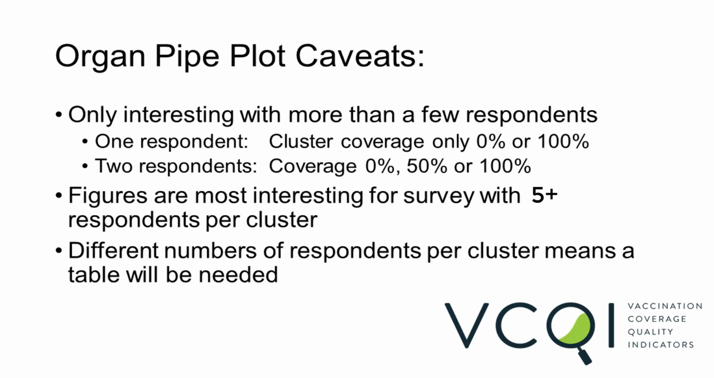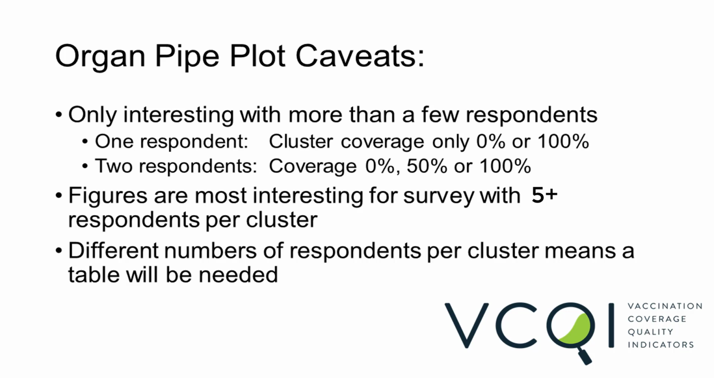Finally, note that organ pipe plots are only interesting if the sample size in each cluster is more than a few respondents. When we use Wiki to analyze data from a DHS or mixed survey, we often do not create organ pipe plots because there are only 0 or 1 or 2 respondents aged 12 to 23 months in each cluster. If there is only one respondent, then cluster coverage can only be 0% or 100%. If there are 2 respondents, coverage can only be 0 or 50 or 100%. The figures are more interesting for surveys where there are, say, 5 or 7 or more respondents per cluster.